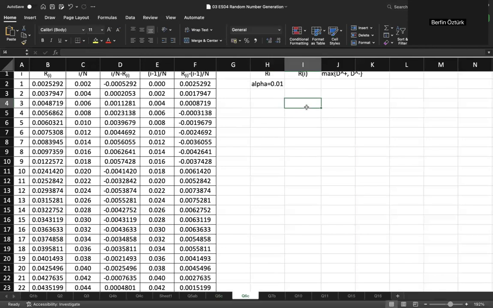So if D is greater than the critical value, we will be rejecting the null hypothesis. So we will be saying that the random number sample does not follow the uniform distribution. And if D is smaller or equal to the critical value in the table, we will conclude that there's no evidence to reject the null hypothesis. So we will be failing to reject. So the random number sample may come from a standard uniform distribution. So we will be having two cases there.